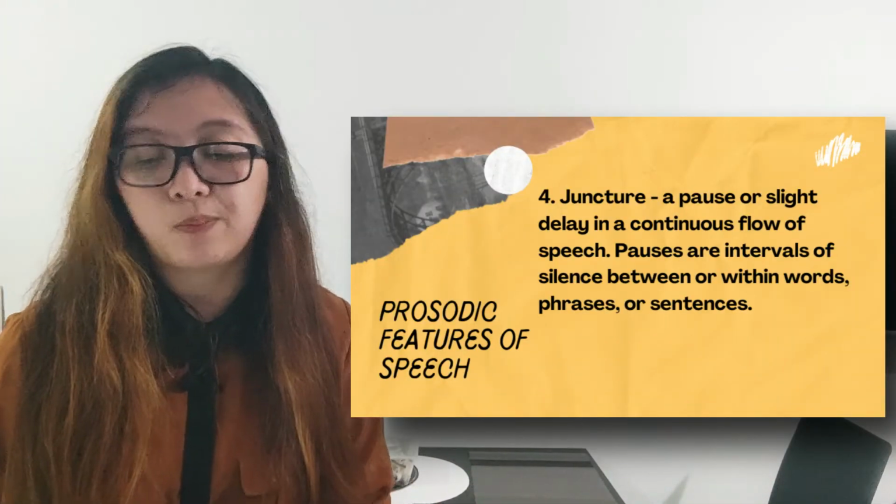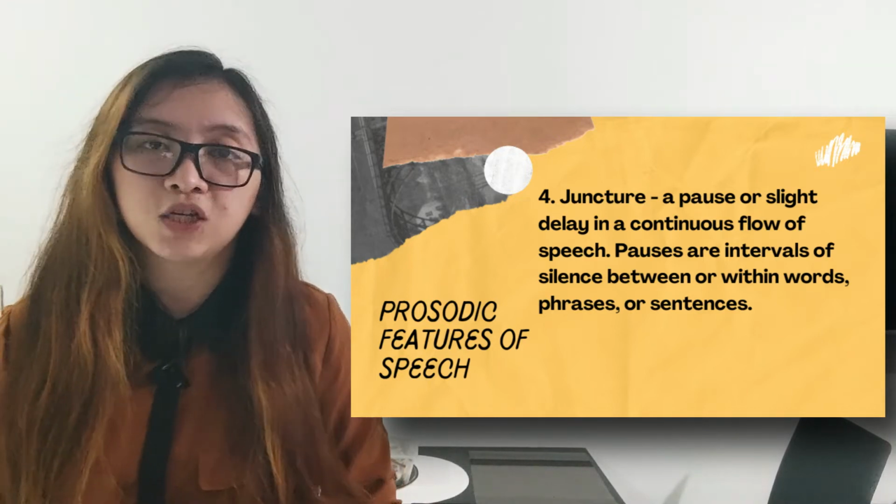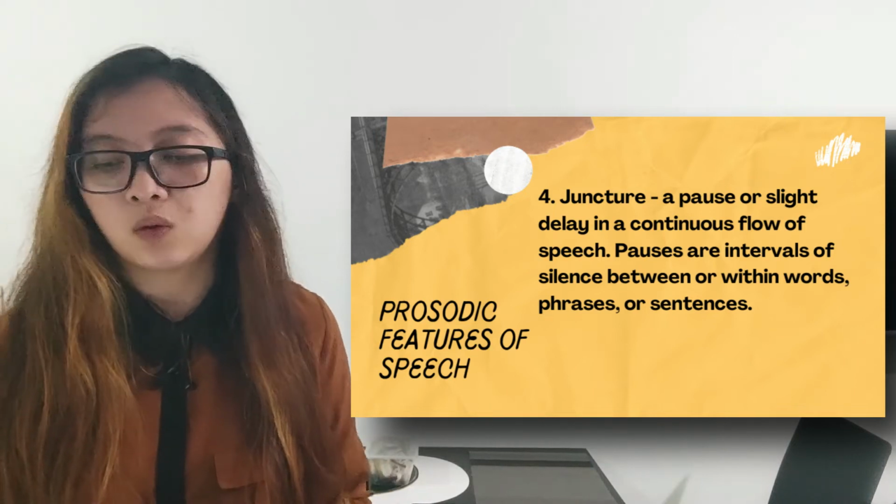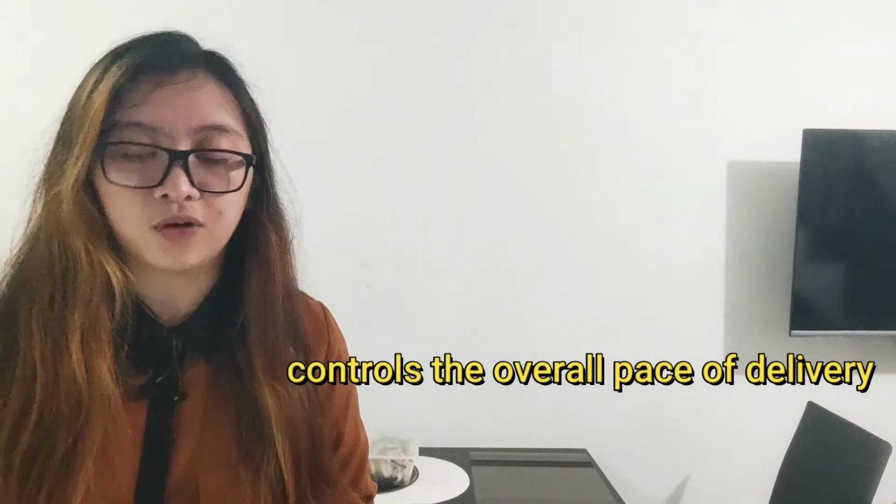Now our fourth feature is what we call juncture. It is a pause or a slight delay in a continuous flow of speech. Pauses are intervals of silence between or within words, phrases, or sentences. There are actually benefits of pausing effectively, such as it helps the listener to understand better. Second is it can help you convey your emotion. And lastly, it can control the overall pace of your delivery, especially if you're doing a speech or if you're speaking in public.